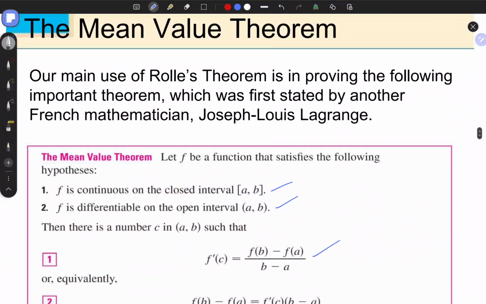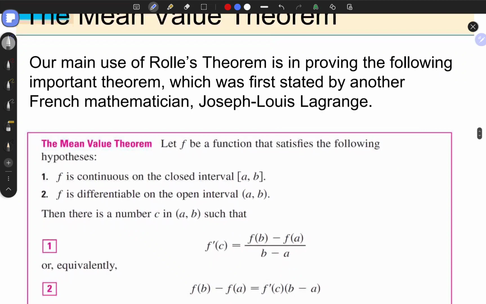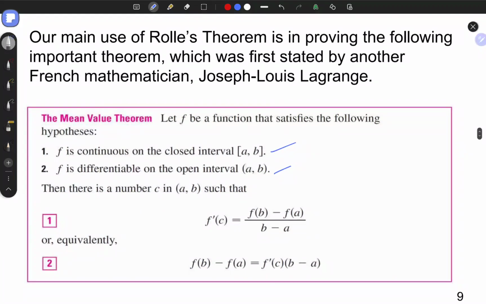We can now jump to the mean value theorem, or the meat of this lesson, the main topic of this lesson. First, we have some things that we want to satisfy: that it is continuous and differentiable. So it's basically the same rules as Rolle's theorem. Now we will get a rule.